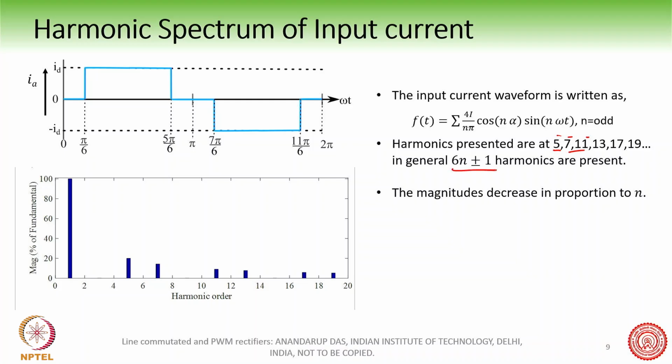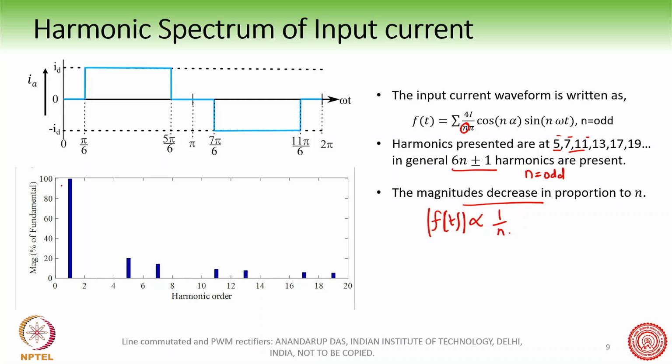So in general we can say that 6n plus minus 1 harmonics are present in this waveform, where n is equal to odd. Another thing to observe is that the magnitudes of these harmonics decrease in proportion to 1 by n. So the magnitude of f(t) is proportional to 1 by n. That is what is coming up in the equation.